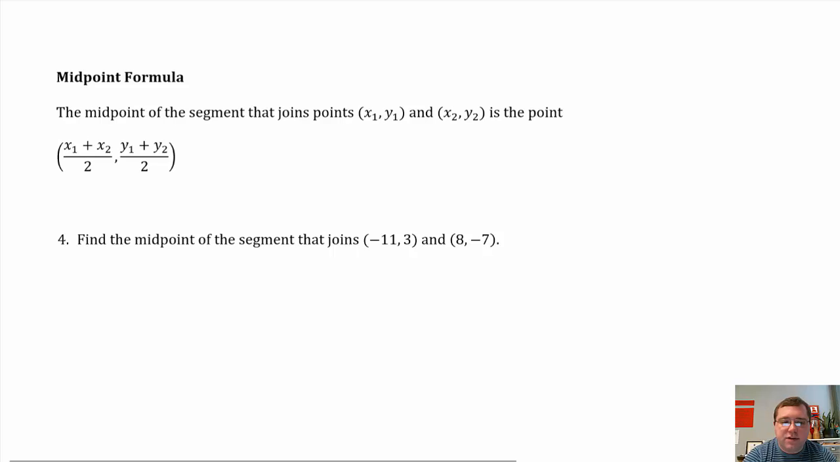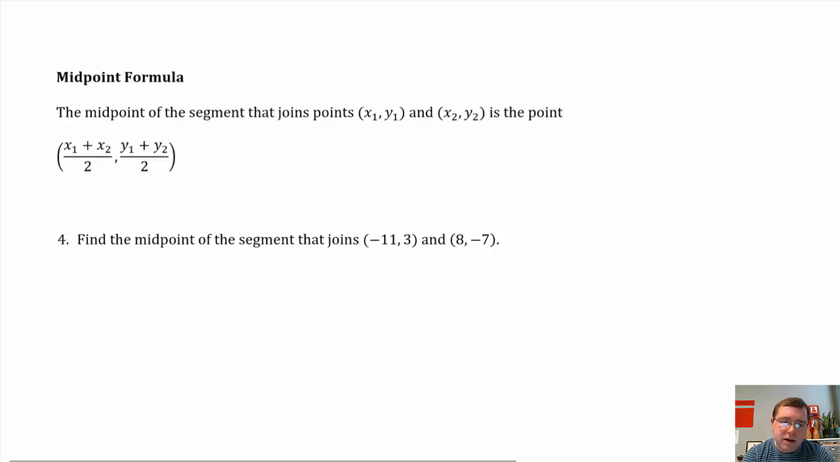And our last concept for this video is the midpoint between 2 points. The midpoint of the segment that joins points (x1, y1) and (x2, y2) is the point whose x-coordinate is (x1 + x2)/2, and whose y-coordinate is (y1 + y2)/2. So basically you're averaging the x-coordinates to get the new x-coordinate. You're averaging the y-coordinates to get the new y-coordinate. You average them by adding them up and dividing by how many you have. So adding them up and dividing by 2.